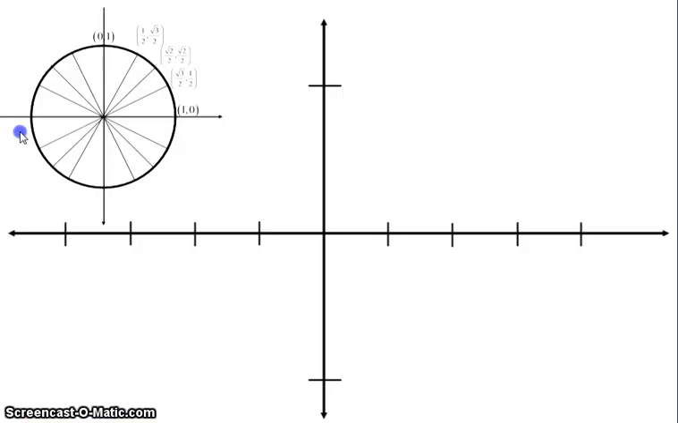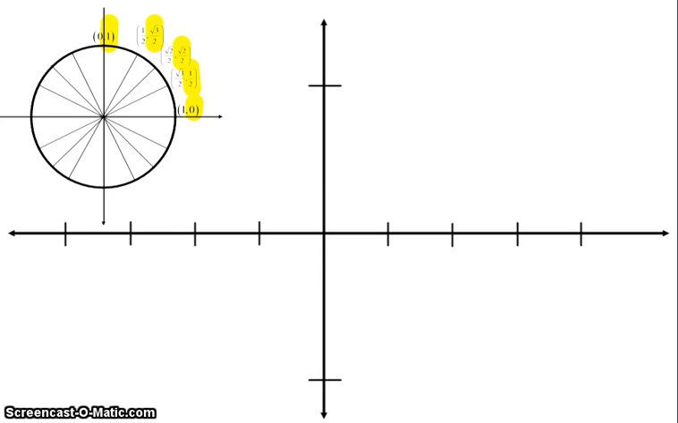Let's take a look at the unit circle and the sine function. Remember that the sine function is the y values only. So we're looking at the 0, 1/2, square root of 2 over 2, square root of 3 over 2, 1, and as we would continue around the unit circle.